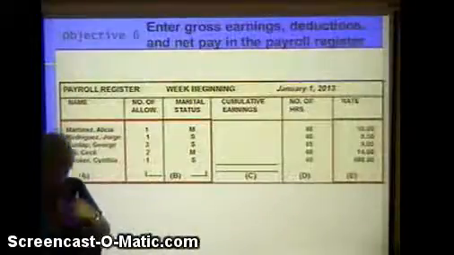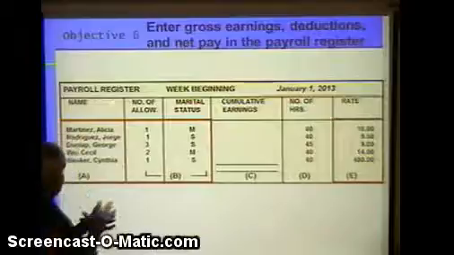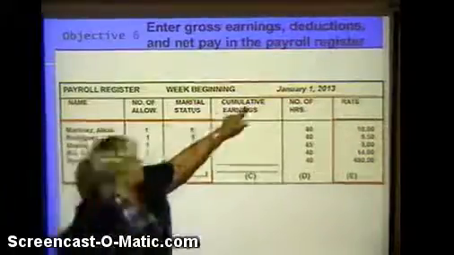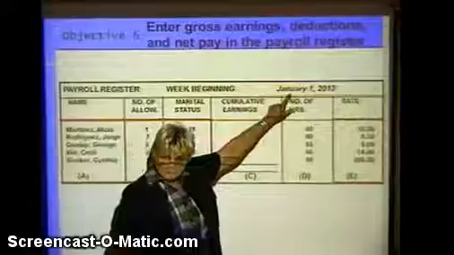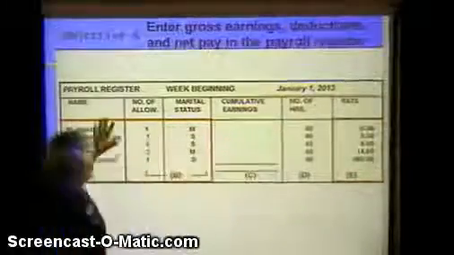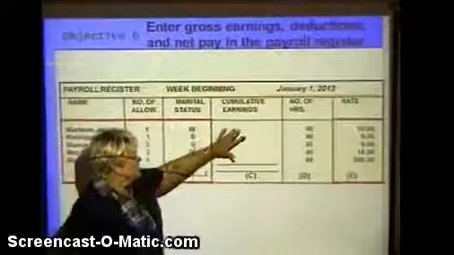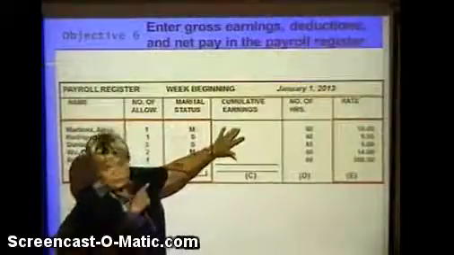Okay, so here's a payroll register. The payroll register shows our payroll starting on January 1st. We're going to have everybody listed, with their allowances and their marital status, if this is not the first check of the year, but this one is.